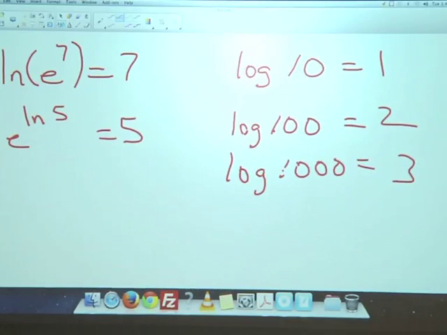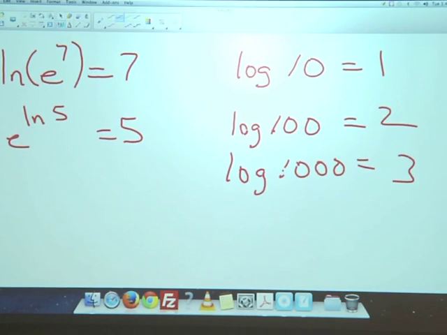What did I ask you to find on the toy? Again, logarithms give you exponents. So the value I want to know is 10 to what power is 100? That is 10 squared. 10 to what power is 1,000? That is 3.